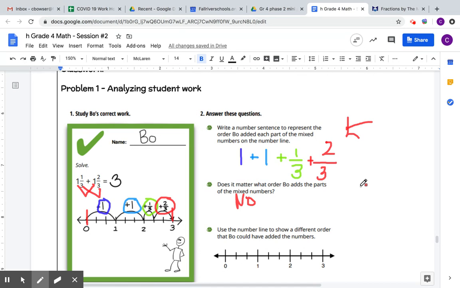And then the final part says use the number line to show a different order that Bo could have added the numbers. So this is a great time to be creative. You can show your work right here, but we're going to start at 0. It just depends on what order we're changing these parts. So think about that and then go ahead and solve.